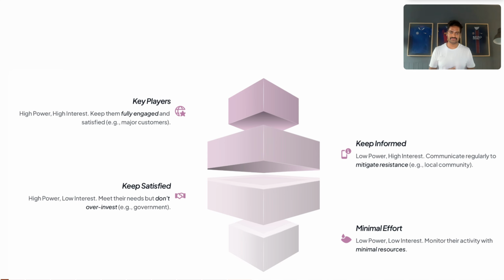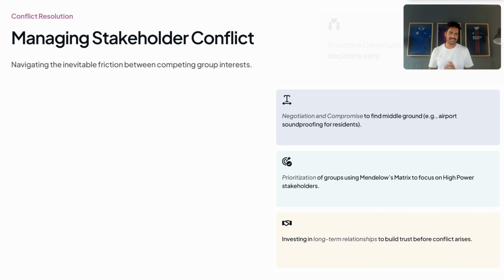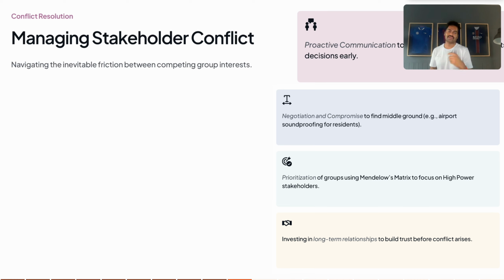Now let's look at how stakeholders wanting different things causes conflict. How do you manage it? First, proactive communication. Explain the logic of your decisions early, before rumors start. When a factory is closing, tell employees first, not the newspaper. Don't let the newspaper tell everyone in the world without you telling your employees first. Second, negotiation and compromise. Find middle ground. If residents are worried about airport noise, offer to soundproof their homes. It's cheaper than a lawsuit and losing your goodwill.